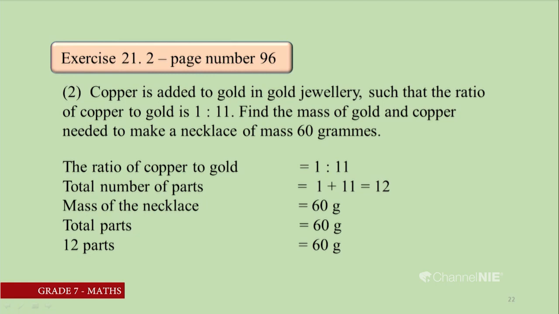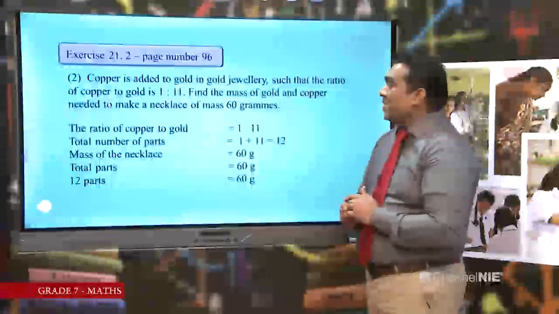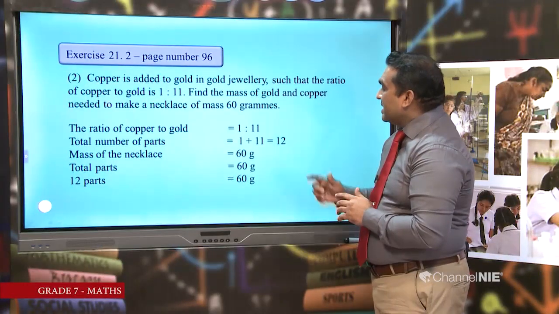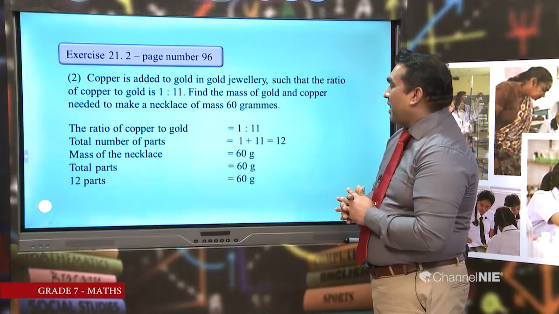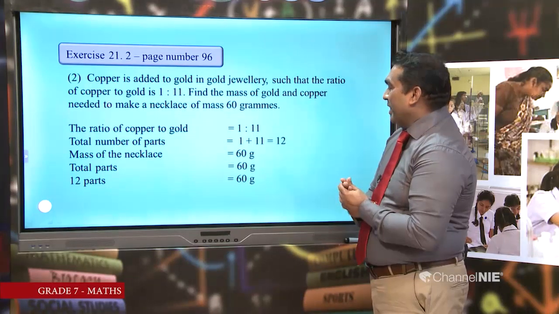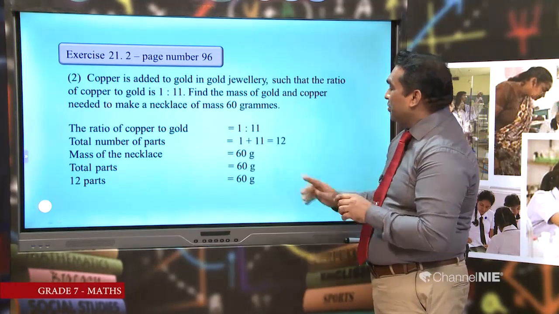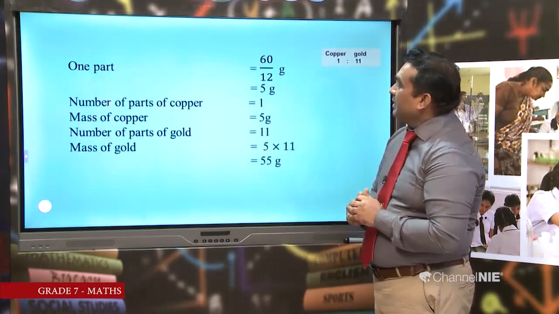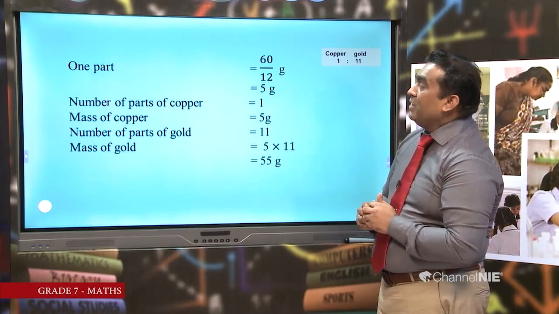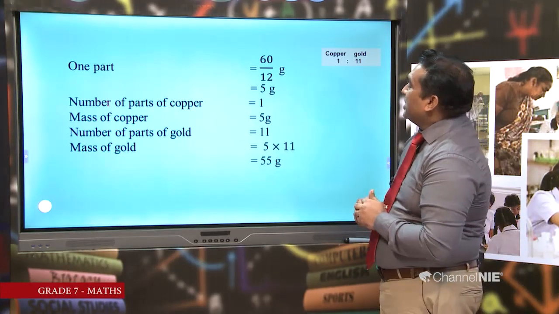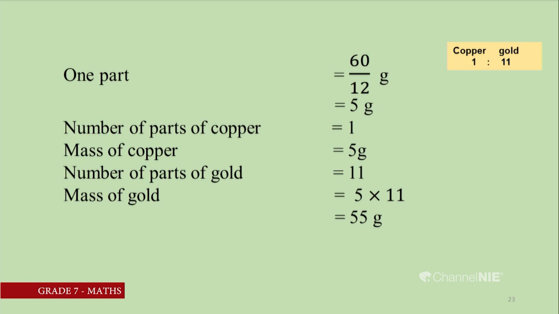The ratio of copper to gold is 1 to 11. Total number of parts 1 plus 11, 12. Mass of the necklace 60 grams. Total parts 12. Therefore, what to do? One part, the value of a unit, is 60 over 12, 5 grams. Now you have 5 grams.